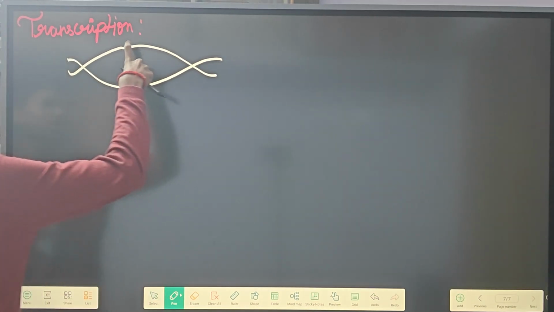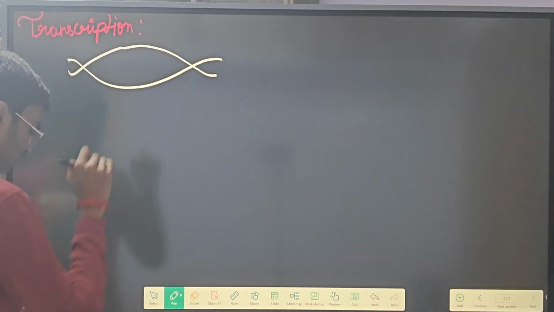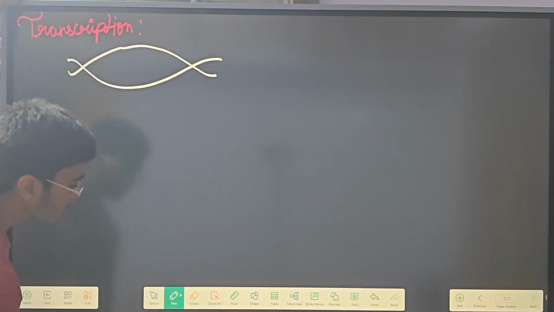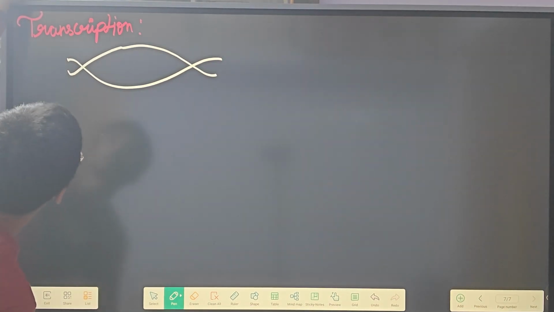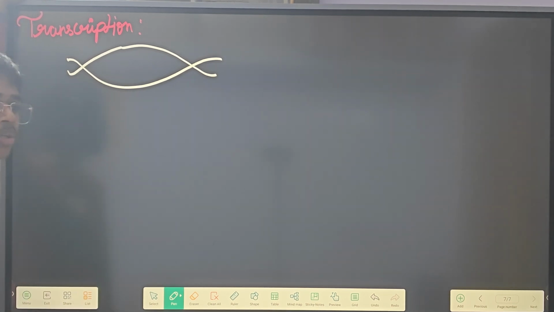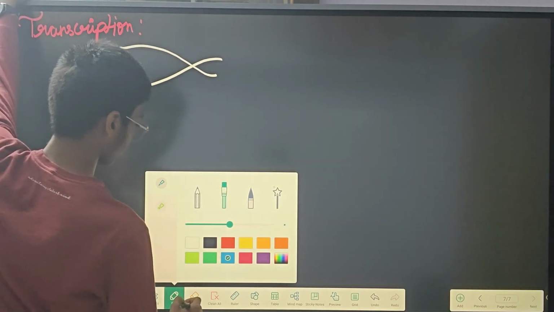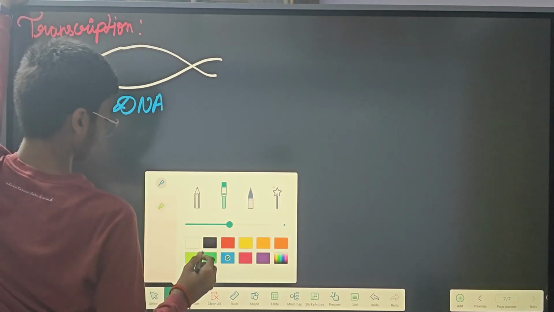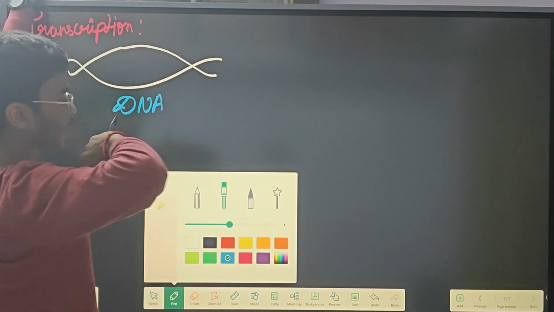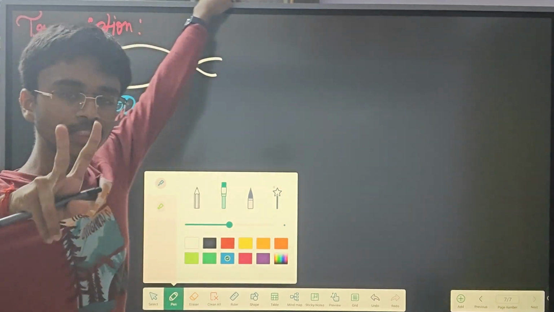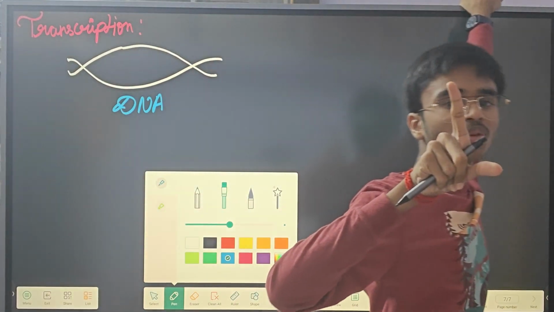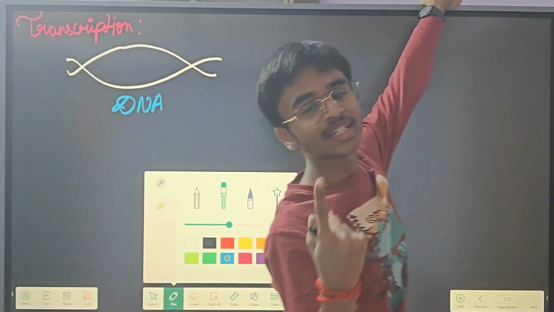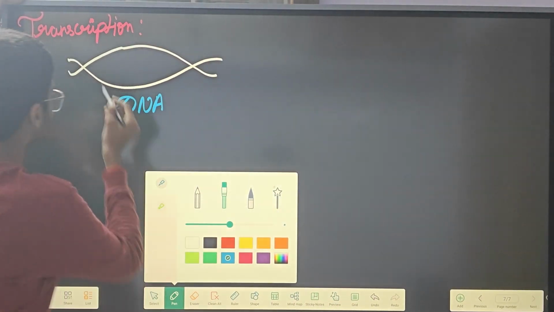I've drawn it big, right? Here is RNA polymerase. From transcription we know that RNA only will be produced. That means from this DNA, now that the DNA has got replicated, two DNAs will be formed. In that, we take out only one DNA.